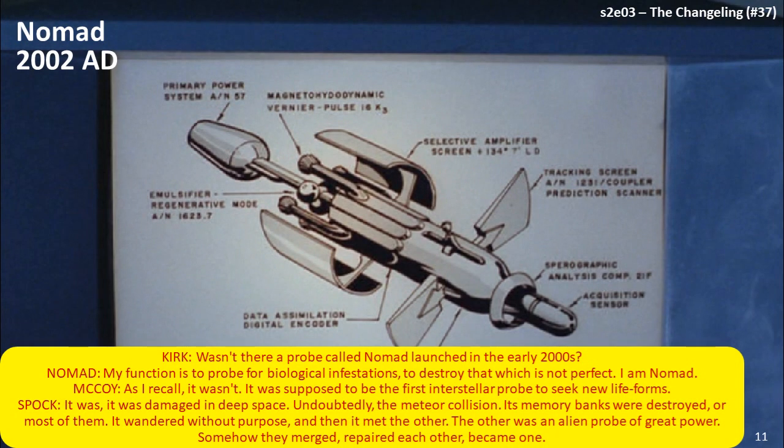In the end, we do know FTL drive of a sort was developed and operational by 2002, only 5 years after first contact, which I must admit is a rather impressive feat. We know Earth sent a probe called Nomad out in the early 2000s, the chart says 2002, to search for new life forms or potential threats. The diagram does say 2002, if you want to look at it.